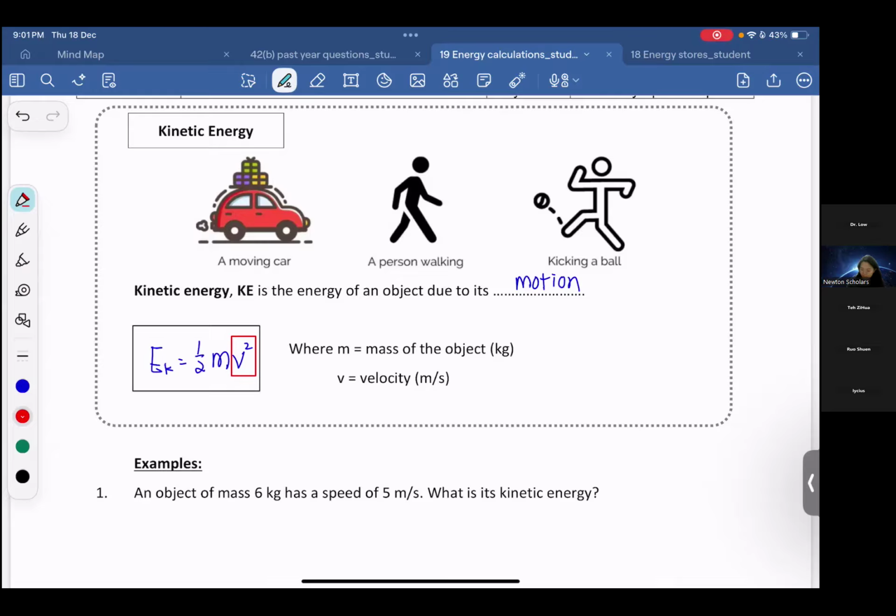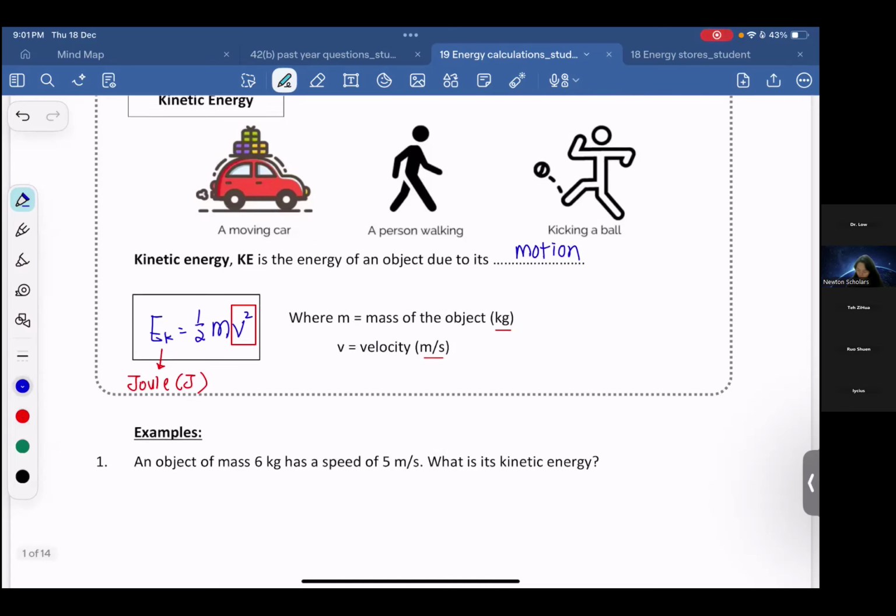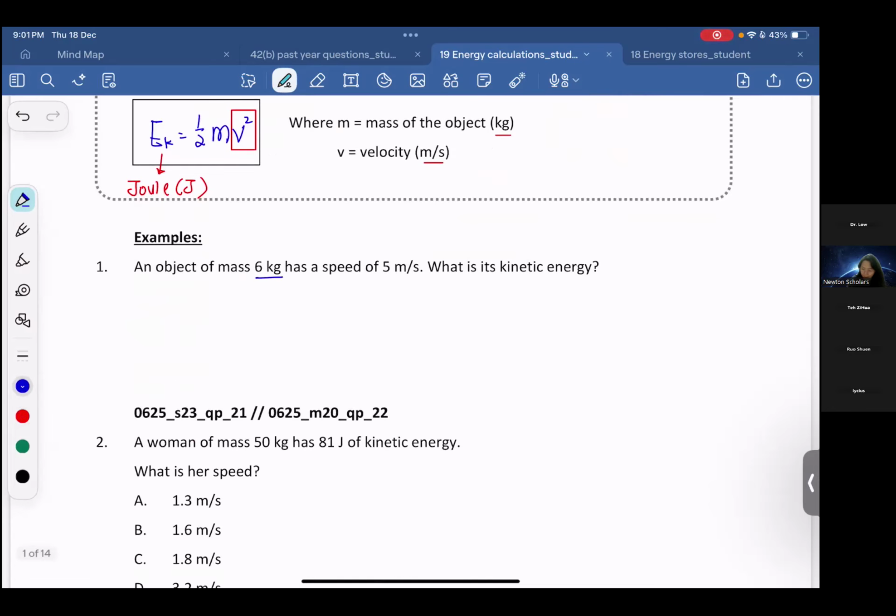Okay, what is the energy unit? This energy unit is called joule. Joule is an SI unit. Since it's an SI unit, please make sure your mass must be in SI unit also, kg. So your velocity is meter per second, also in SI unit. Okay? So here, an object with a mass, underline kg. So this is m, mass. With a speed, this is v, 5 meter per second. What is this kinetic energy?